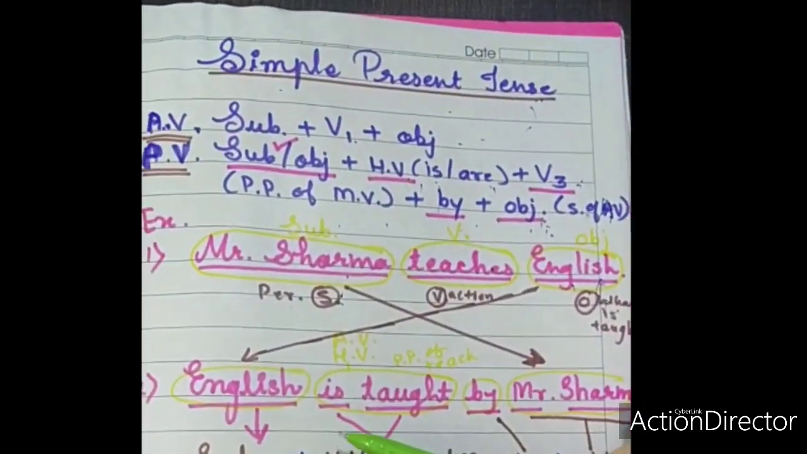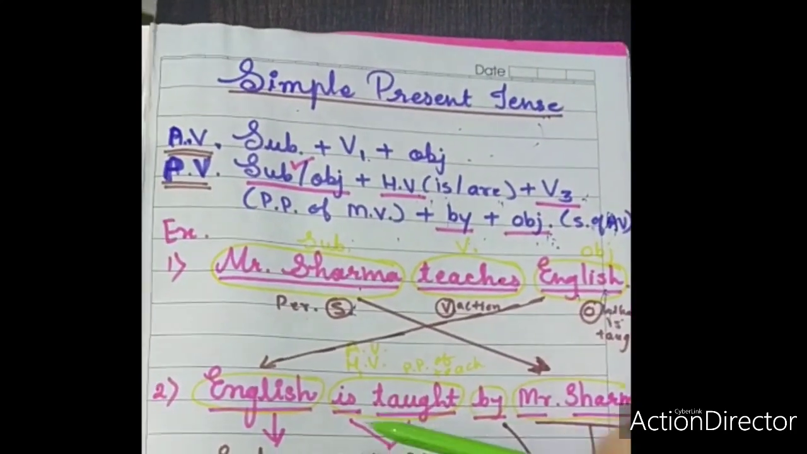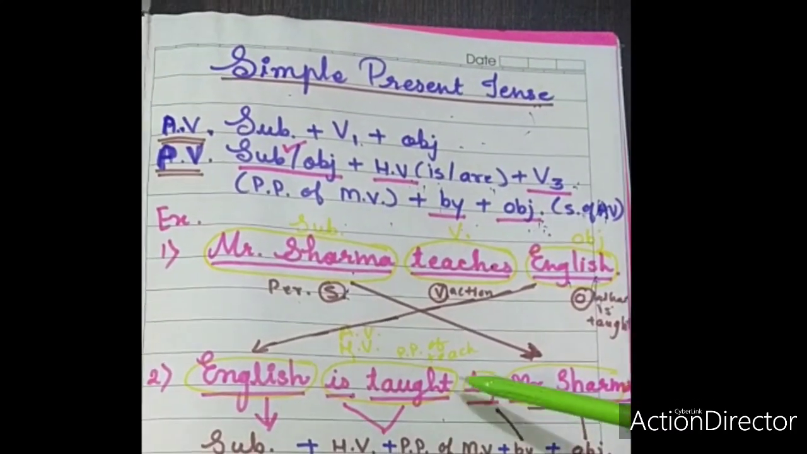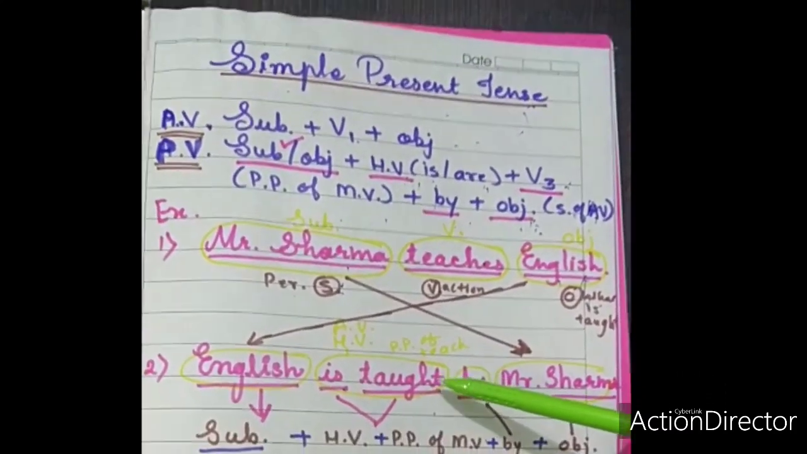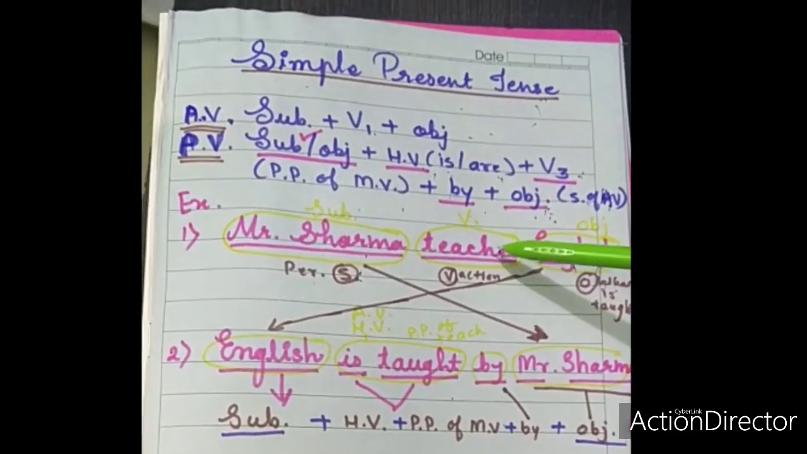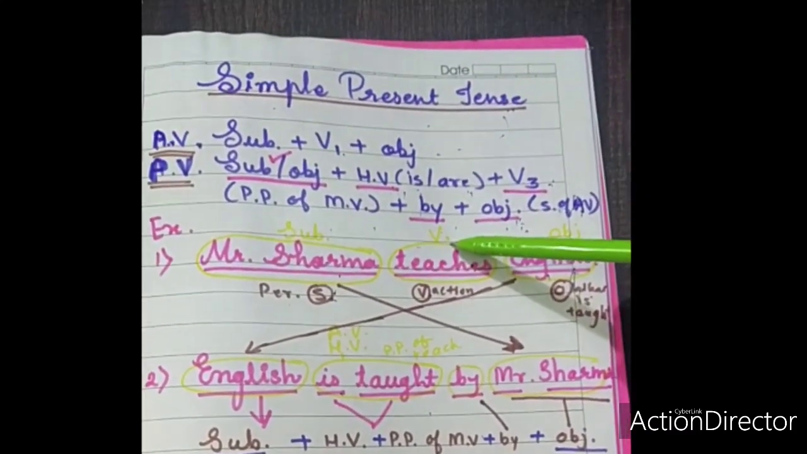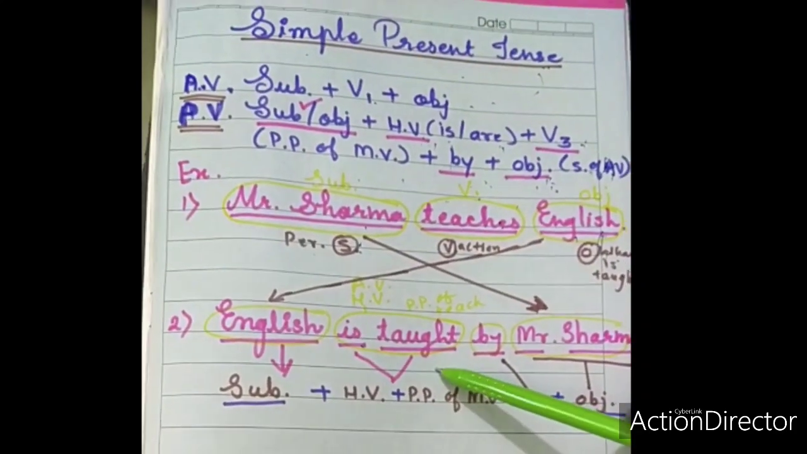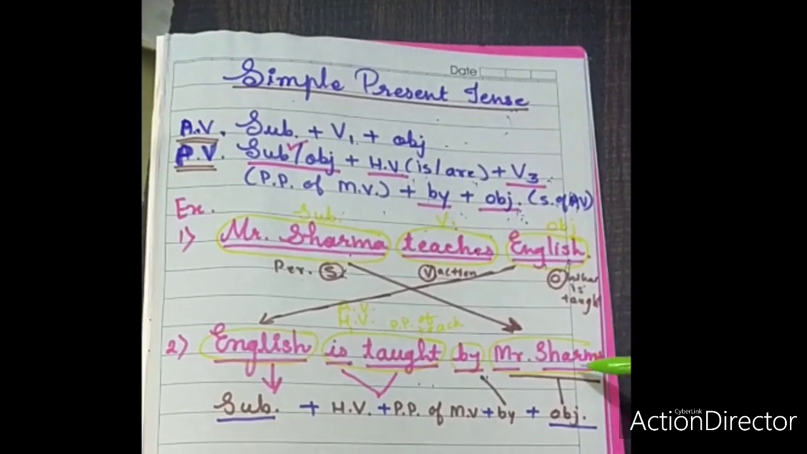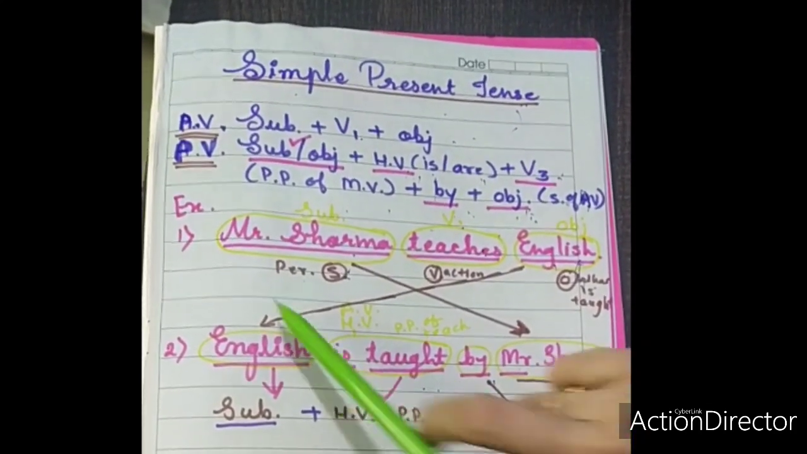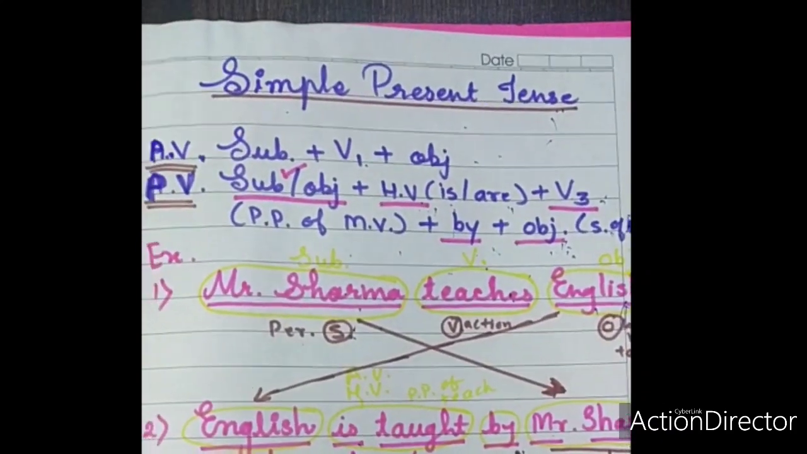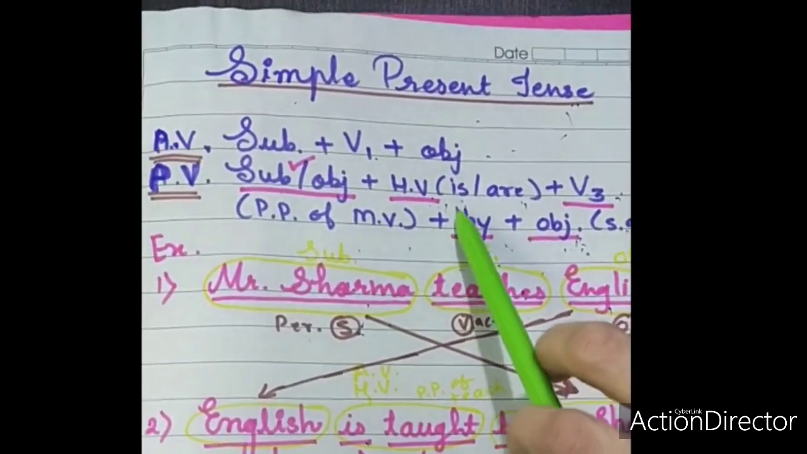Then you have to make use of is, that is helping verb. Then past participle of main verb, it will be taught. Base form of teaches is teach, and so its past participle will be taught. Then by, and finally object, that is Mr. Sharma, which is the subject in active voice. So here we have framed this sentence according to the structure.